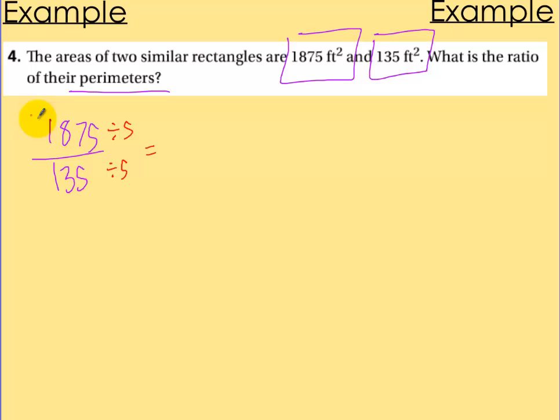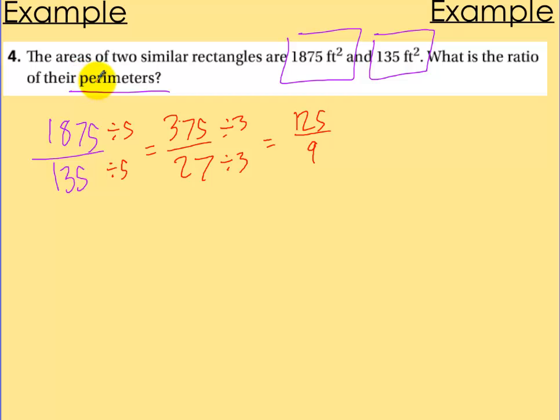I don't know the answer. I'm just kind of working this out here. So if you divide the top by 5, I'm doing it on a calculator. 1875 divided by 5 is going to be 375, and 135 divided by 5 is going to be 27. Sweet. Okay, but we can go even deeper, because you can divide both those by 3. So if you did that, 375 divided by 3 is going to get 125, and 27 divided by 3 is going to be 9. Alright, so 125 over 9.